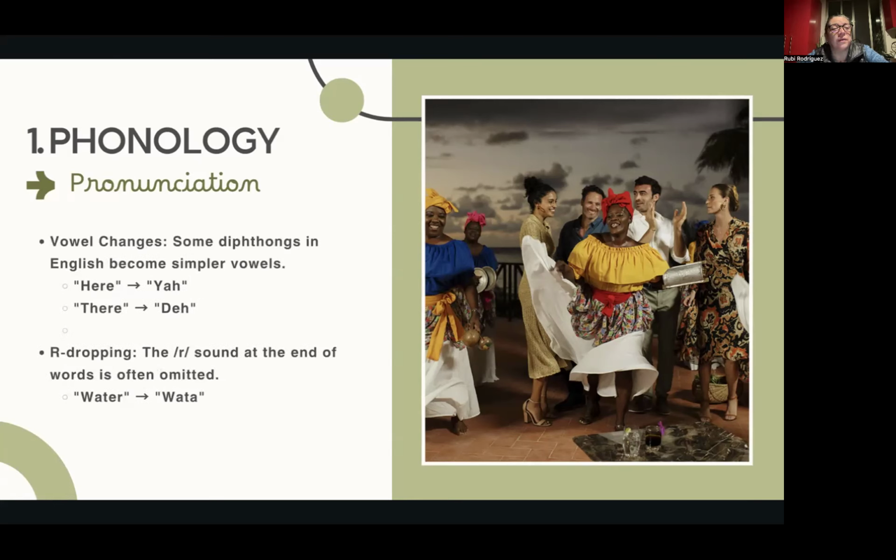Then we have the vowel changes. Some diphthongs in English become simpler vowels. For example, "here" sounds like "hya," and "there" sounds like "de." And we also have the R dropping. The R sound at the end of words is often omitted. For example, "water" sounds like "wata."